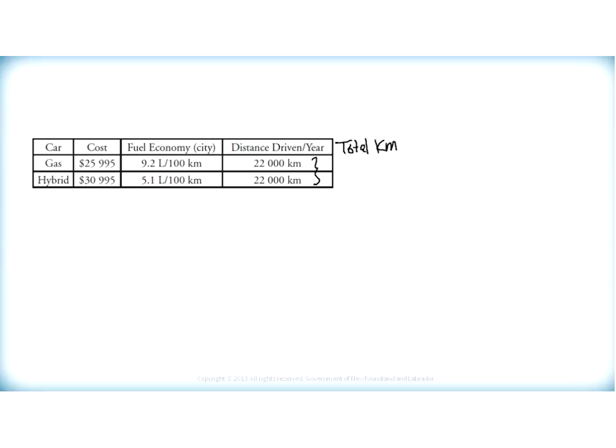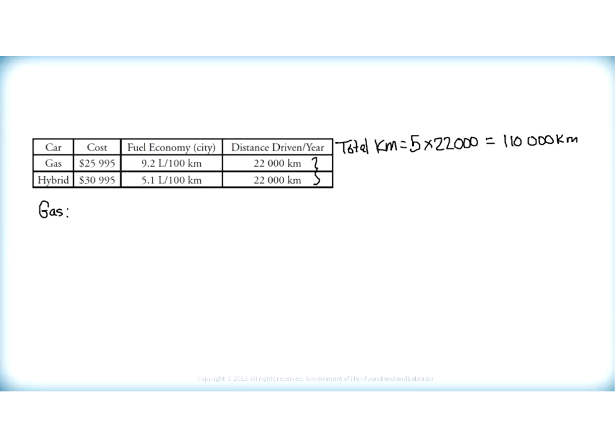So total kilometers is equal to 5 years times 22,000 kilometers per year. Calculate that, it works out to 110,000 kilometers for either car expected over a 5-year period. So now we're going to look at our fuel economies for each.